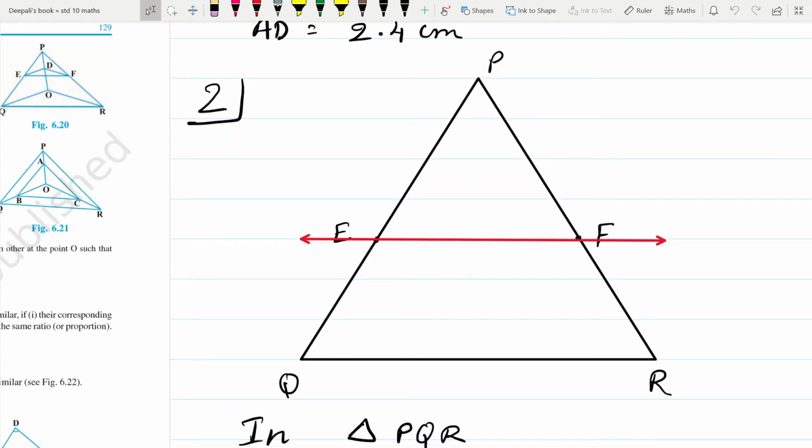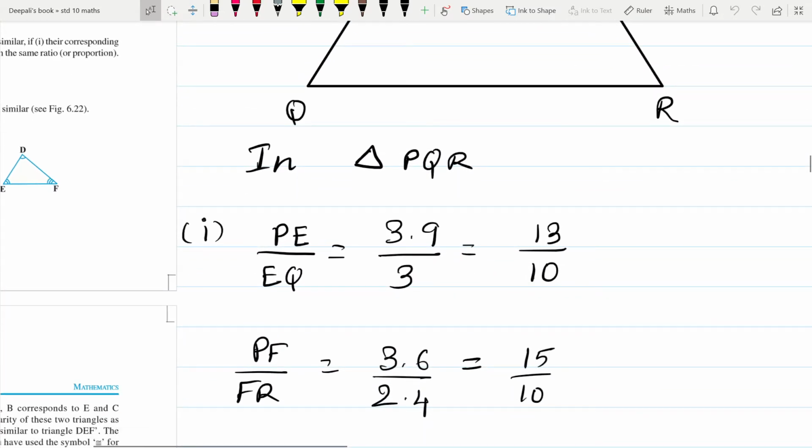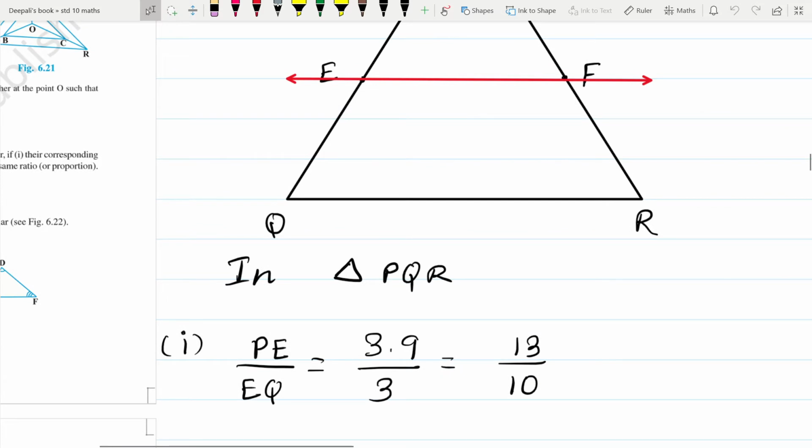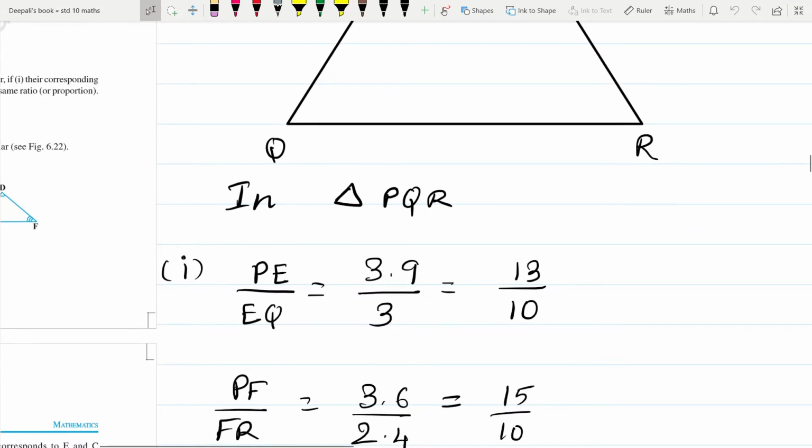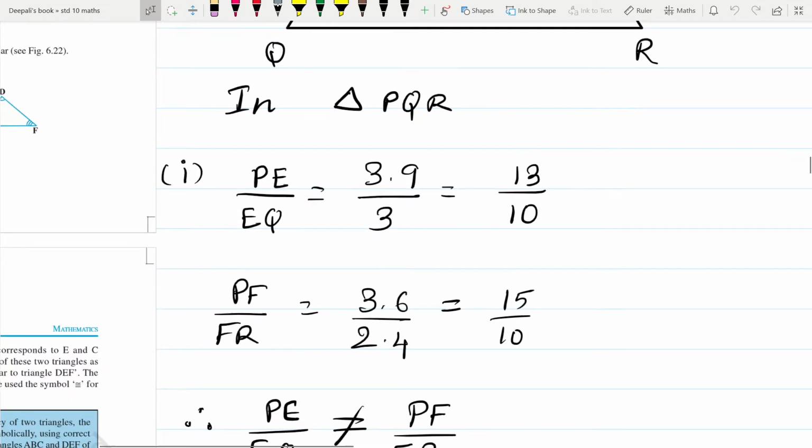Now question number 2. In question number 2, we are using the converse of theorem 6.1, that is theorem 6.2. We are supposed to check if the given line is parallel to the side opposite to it. For that, in triangle PQR, PQ and PR have points E and F respectively. If we have to prove EF parallel to QR, we need to prove the ratio of the segments equal.